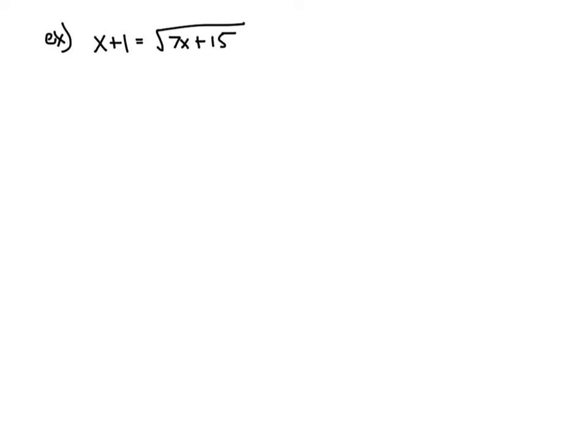Alright, in this example we have x plus 1 equals the square root of 7x plus 15. It's like the last problem in the sense that it has a square root, but it's unlike the last problem in that it has an x on both sides of the equation. So first thing I check, is the root isolated? Yes, there's nothing else on that side of the equation, so I'm ready to square both sides.